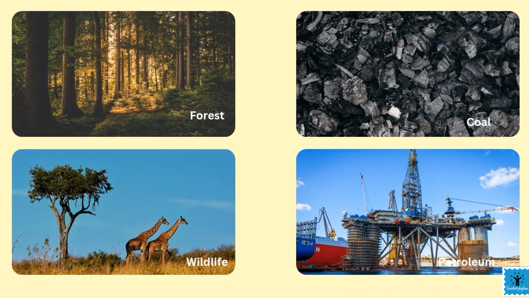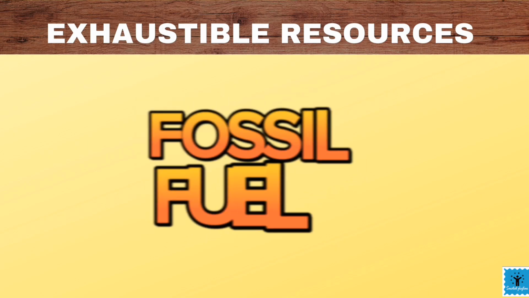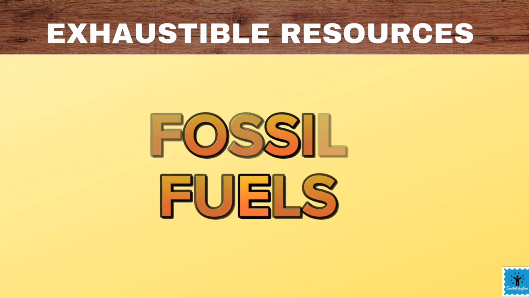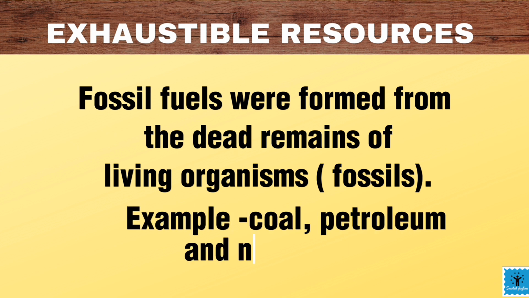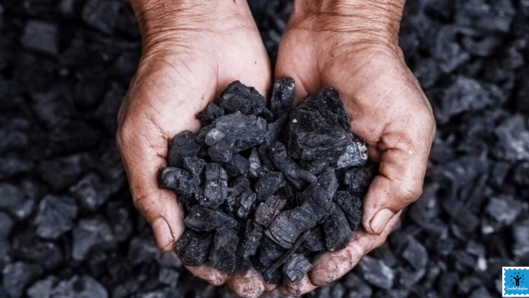Let's take a look at some of the exhaustible natural resources. Fossil fuel is an example of exhaustible natural resources. These are formed from the dead remains of living organisms. The dead remains of living organisms are called fossils, and that's why these are called fossil fuels. For example, coal, petroleum and natural gas. So the first fossil fuel is coal.